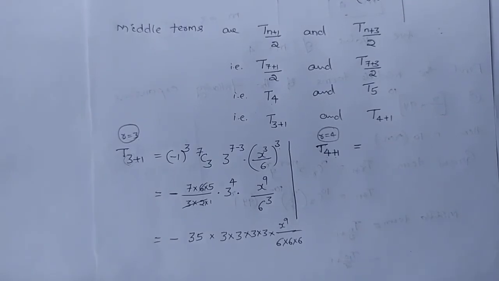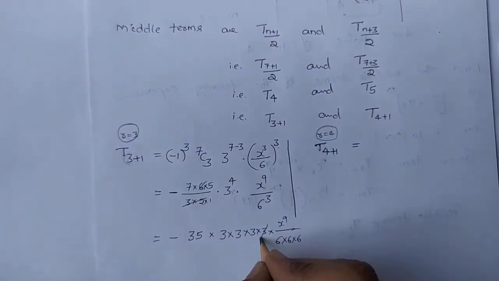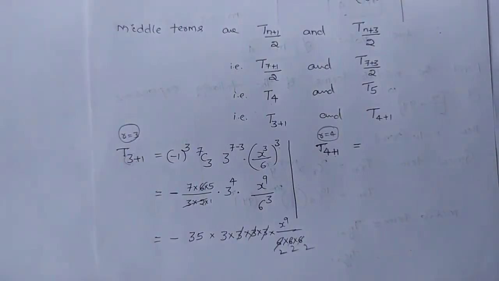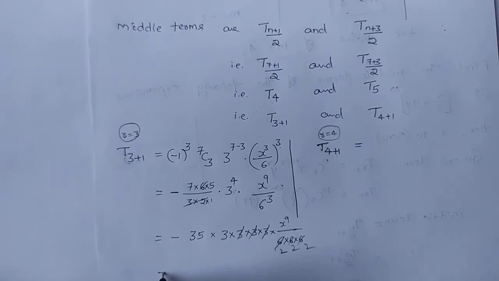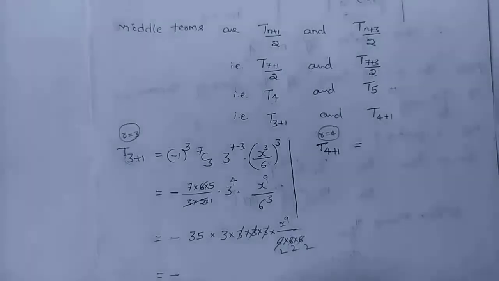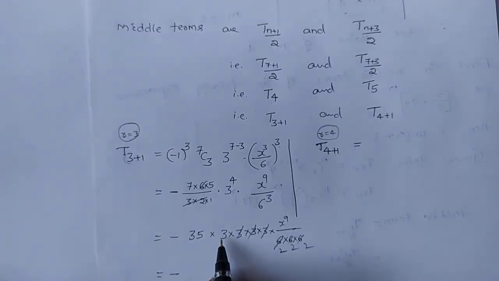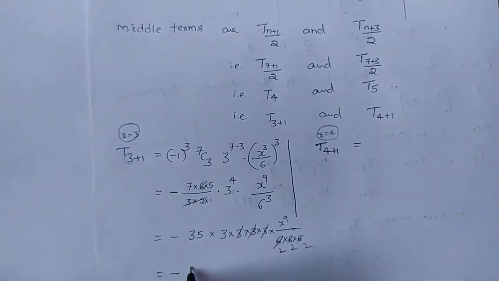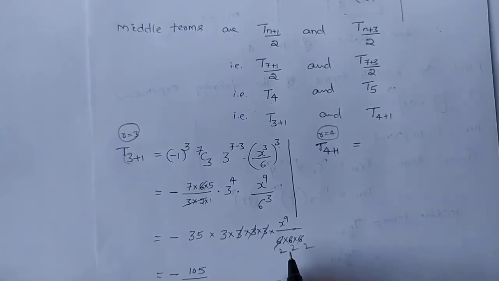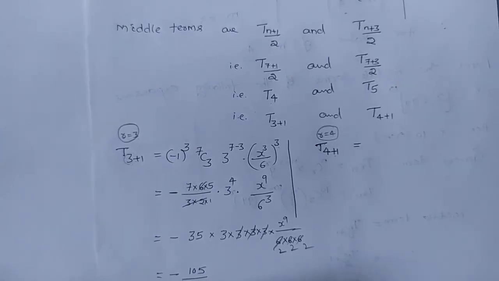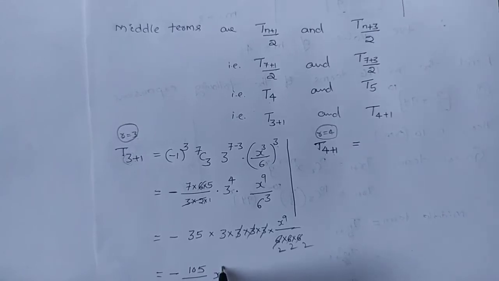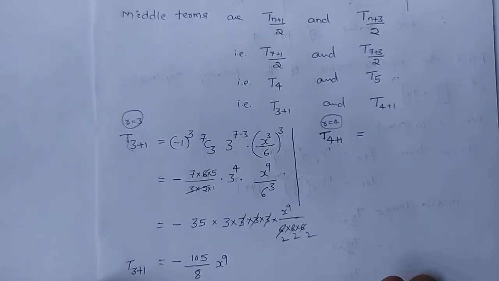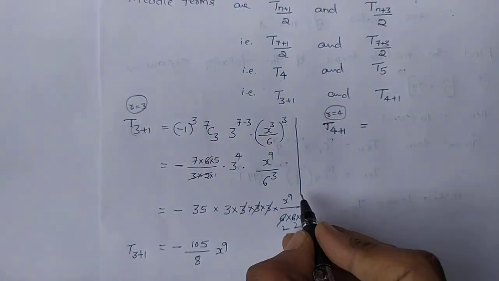Okay, next, 3 ones are 3, 2 threes are 6, and so on, simplifying. Now minus 35 into 3 is how much? Minus 105 divided by 2 into 2 into 2, which is 8, into x power 9. This is what? T(3+1). It is the first middle term.